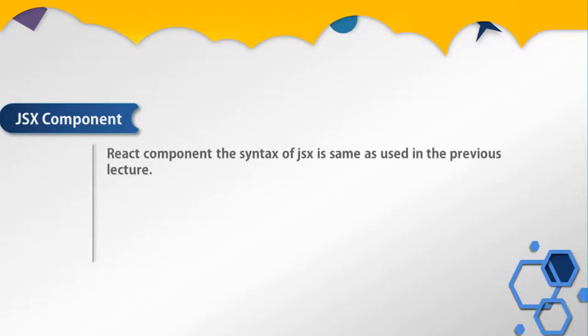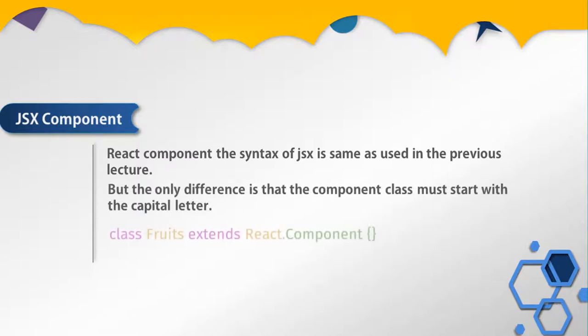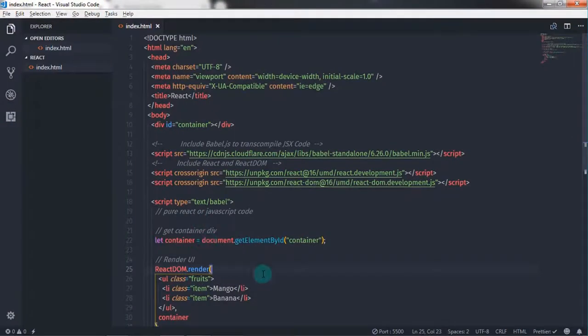So when working with the React component, the syntax of JSX is same as used in the previous lectures. But the only difference is that the component class must start with the capital letter. So let's consider the following example and understand how to create React component using JSX. Suppose, if you wanted to create the fruit list in 10 different projects, then you wanted to use the same code again and again in different files.